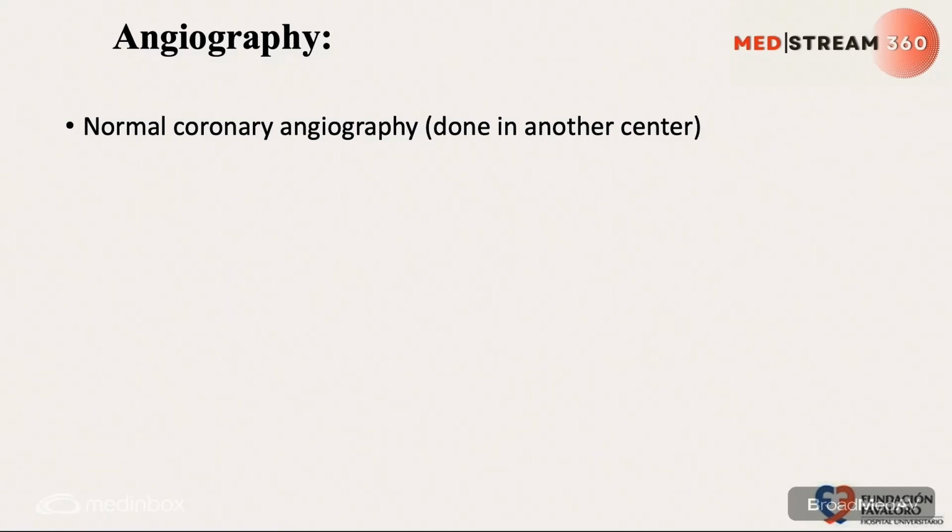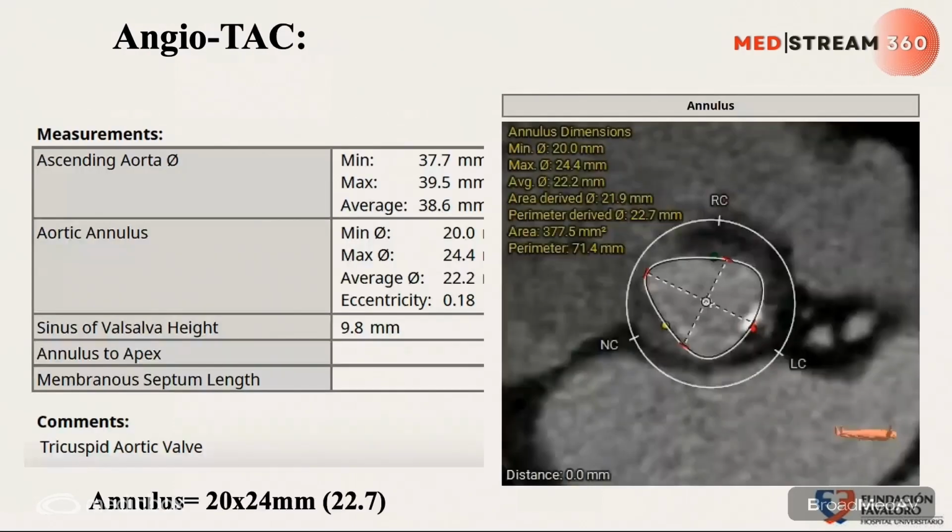She has normal coronary arteries. Unfortunately, the quality is not good enough for showing to you today. But we accept the angiography, which is normal. Next. So we did an angio-CT.